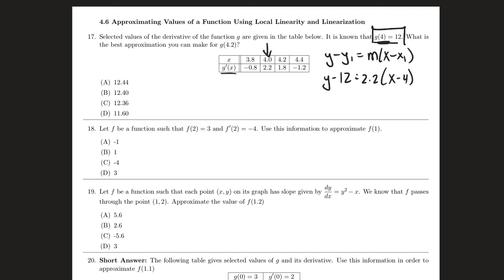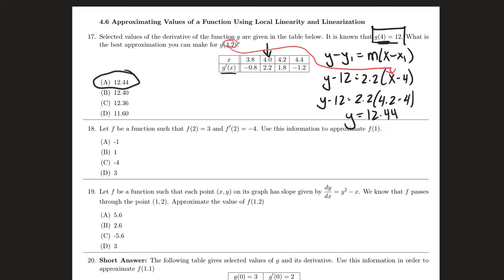And now I want to approximate at 4.2. So now I plug in the x value, 4.2, into my tangent line. All right, and you'll have access to a calculator for this. So you would do 4.2 minus 4, that's 0.2. 0.2 times 2.2, that's 0.44. Then I add 12. On the other side, I end up getting y equals 12.44. All right, so that's my approximation for the 4.2 using the tangent line at 4.